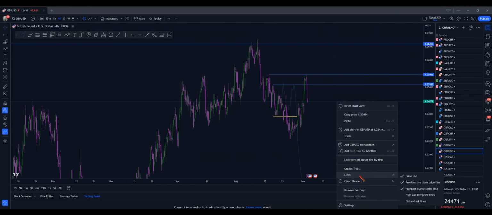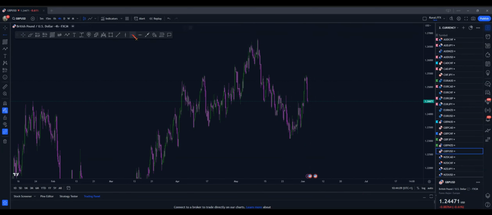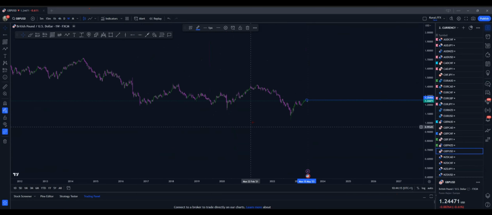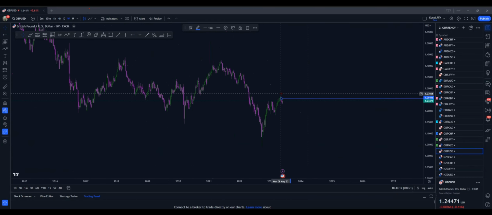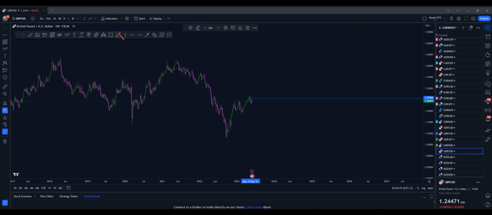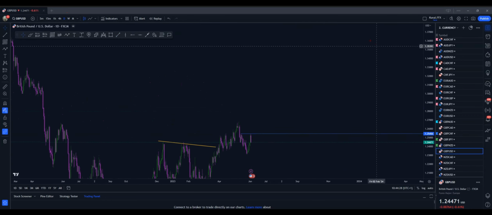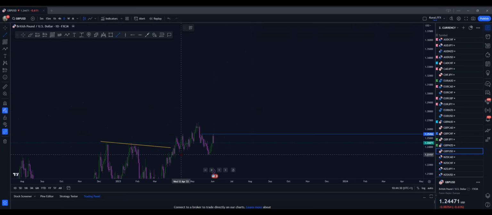GBP US dollar as well. We've tapped into this area straight away. You can see on the 4 hour. Go to the weekly. See on the weekly that we just kind of like, yeah, okay. This has some sort of interesting vibes to it. Seeing something like that, we're now trading in a new pattern, which I would say is around about here.